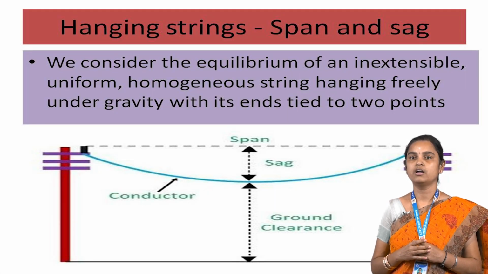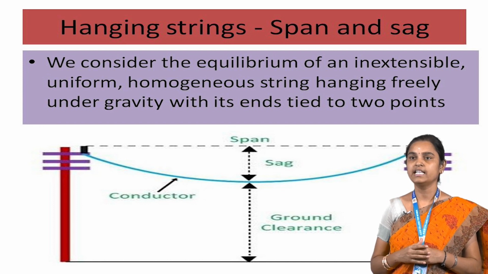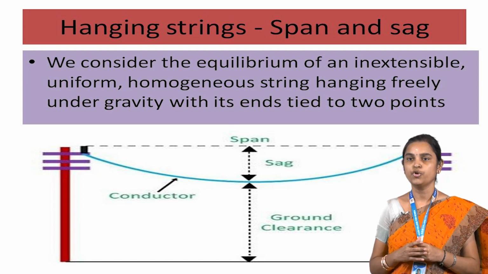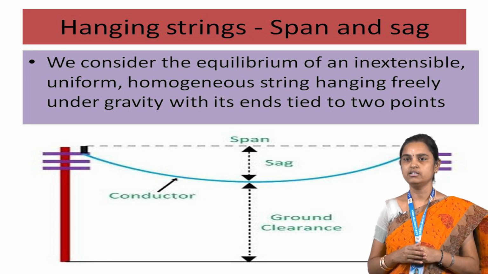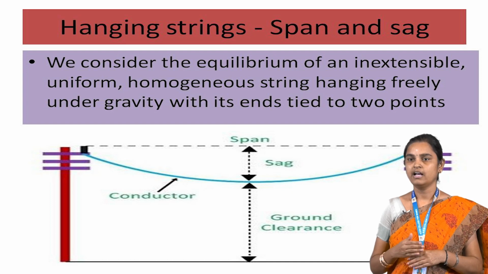So here we are going to see about hanging strings. So we are going to see what is span and sag. Here we consider the equilibrium of an inextensible uniform homogeneous string hanging freely under gravity with its ends tied to 2 points. So in this diagram we can see two pillars with a string tied to them. The distance between the two pillars is called a span. So here we can see the string. The depth of the string is called sag. The conductor medium is a string here. The portion below the sag is called ground clearance.